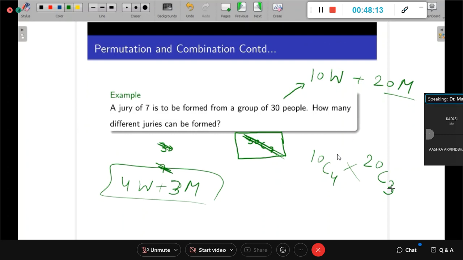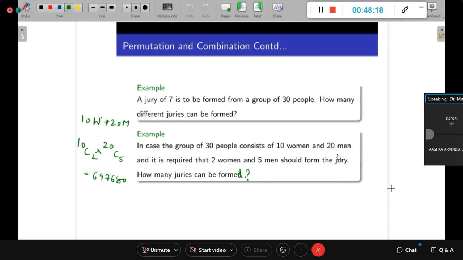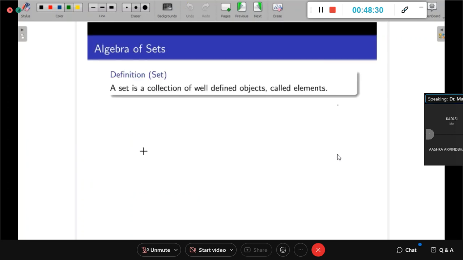Right, so this can be answered in different ways. If you have 2 women and 5 men, then 10 C 2 into 20 C 5. That's fine. Okay, right.